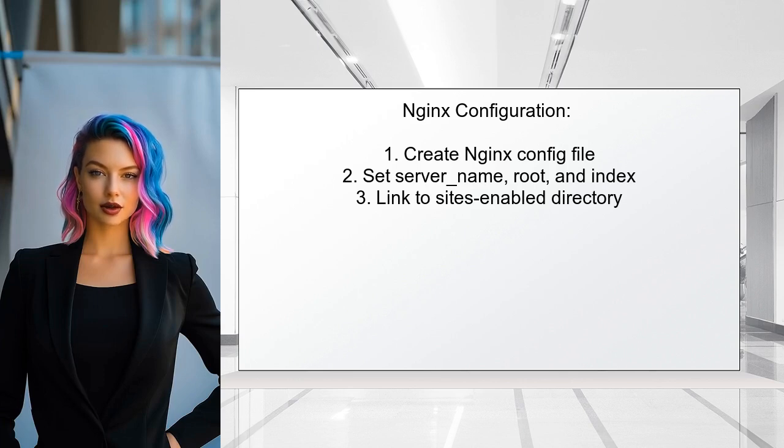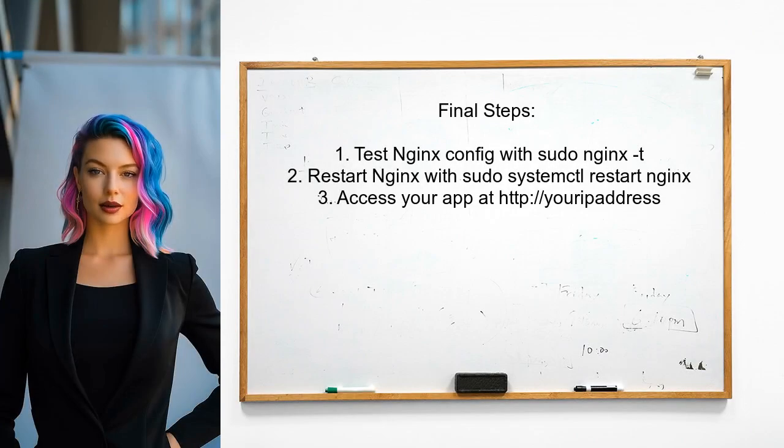Specify the server name, root directory, and index file. After that, link this configuration to the site's enabled directory. Finally, test your Nginx configuration and restart the server. You can then access your application by navigating to your server's IP address in a web browser.